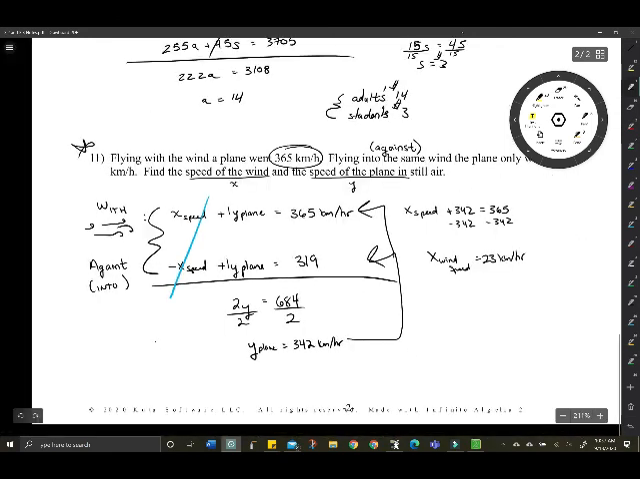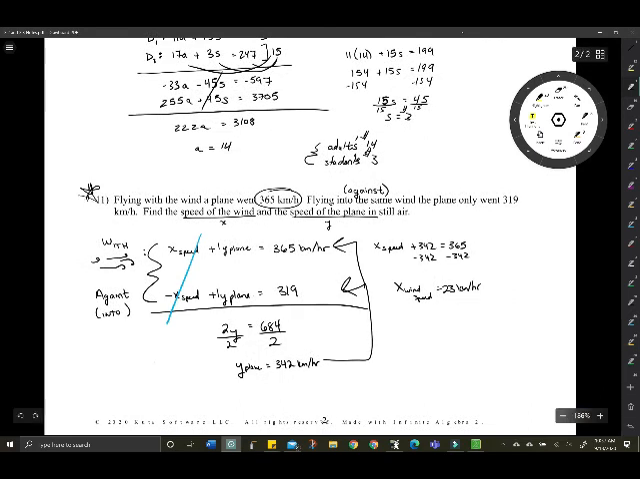Sorry about it getting so jumpy here, but that is essentially how to set those up. Hopefully you can see them.